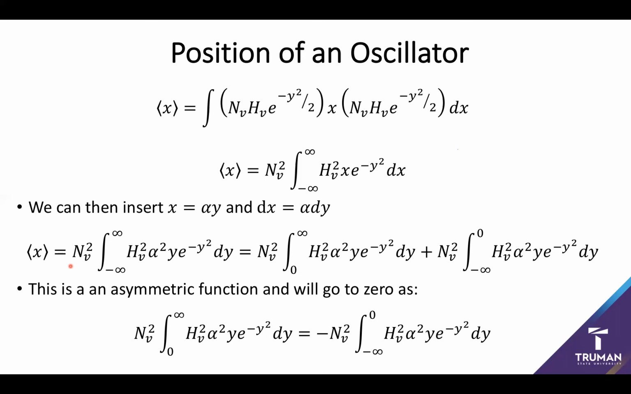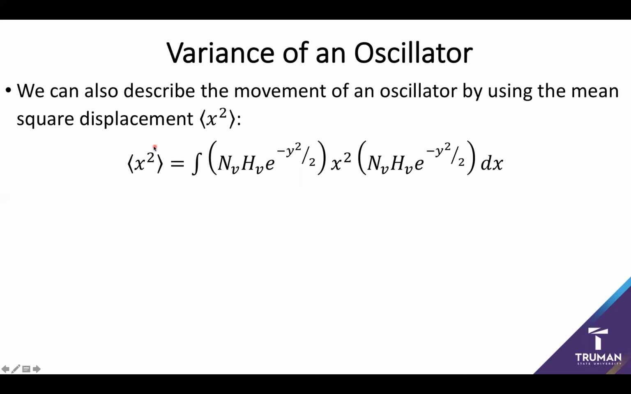However, a more interesting value is actually going to be, instead of the position, our good old friend, the variance, or the mean squared displacement. So instead, we're going to take the average of the squared position. So this is going to give us a simple result where now we're going to integrate from negative to positive infinity, instead of about x, about x squared.